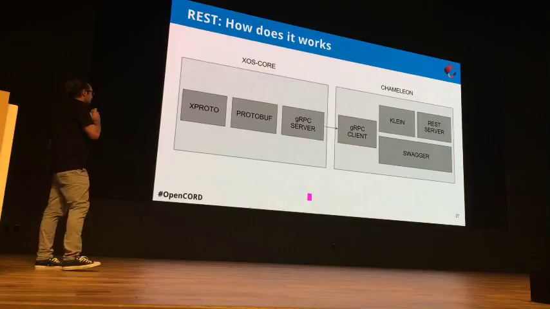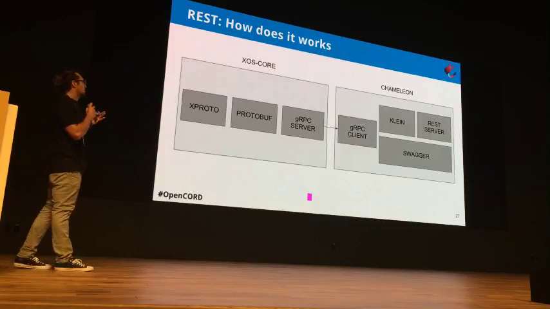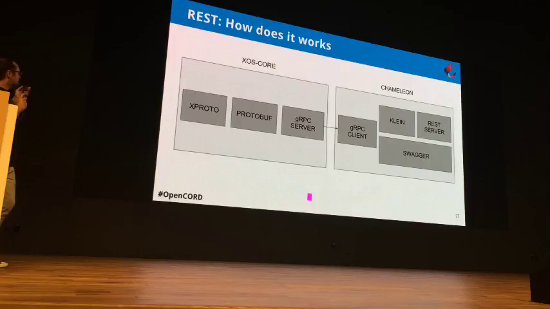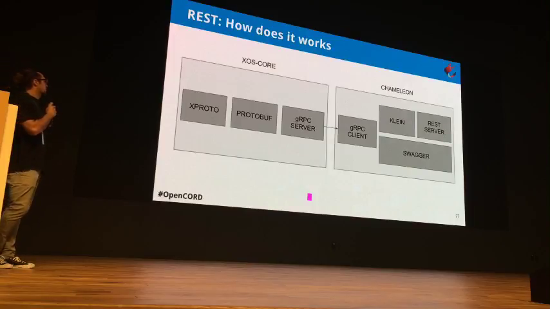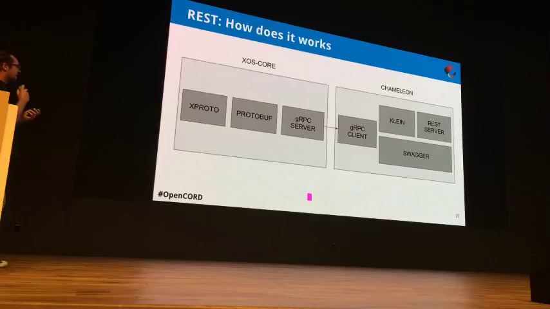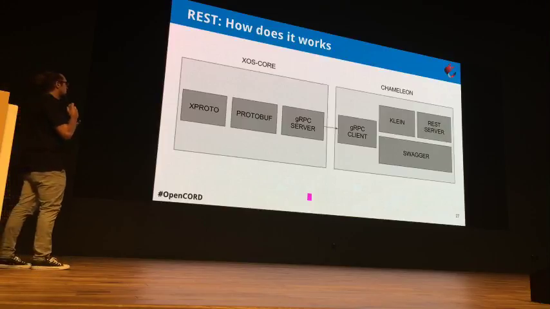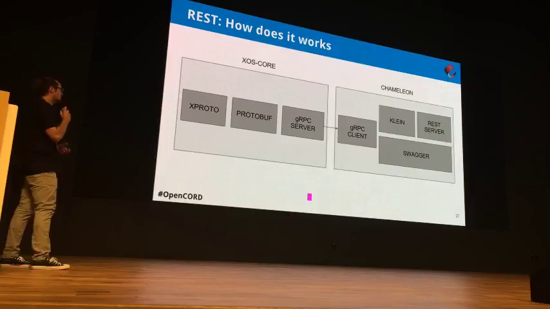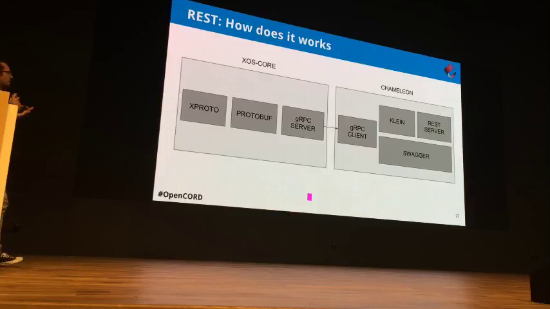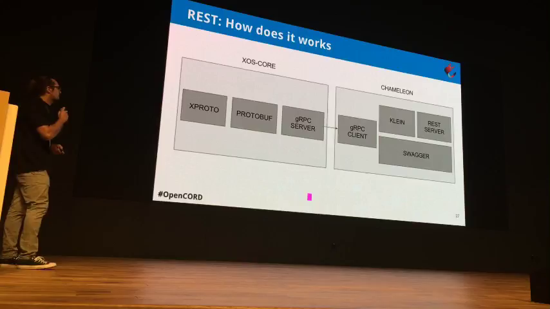How does the toolchain transform Xproto into a web server? We convert them into protobuf, and we expose them through a gRPC server. This part here on the left is common to all of our interfaces because that's the language that the containers speak between each other. Chameleon is a utility that is smart enough to read the endpoints exposed by the gRPC server, convert them to REST and make the translation between the two, and also to generate REST documentation that you can consult at any time.